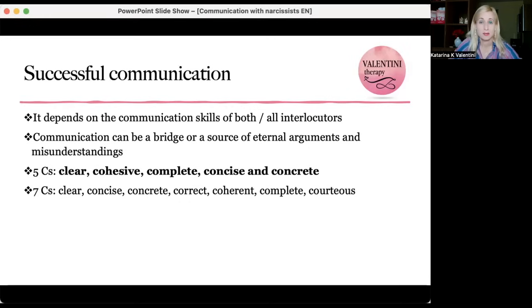And courteous. I know that in the heat of an argument, it's really difficult to stay polite and courteous and all that, but if you are communicating nicely, in a friendly manner, if you're not attacking your interlocutor or putting all the blame on him, communication will be much more successful, especially with narcissists who are terribly susceptible to any criticism.